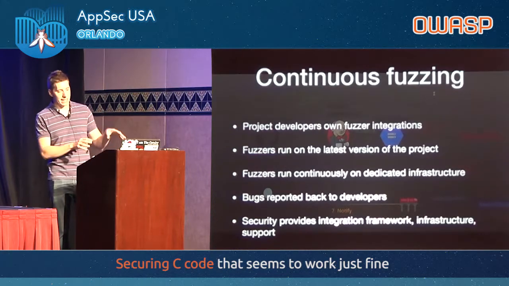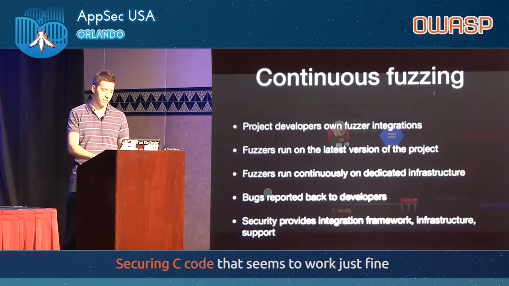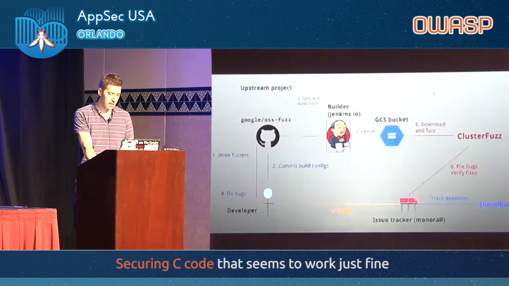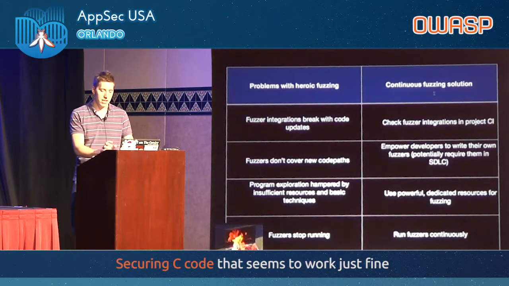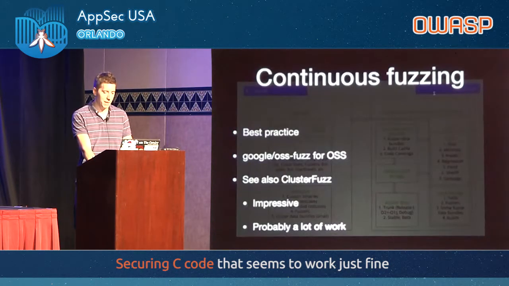The bugs get reported back to the developers, and that way security can really focus on providing a good integration framework and running the infrastructure and also supporting developers. And so this solves a lot of the problems with heroic fuzzing kind of intuitively. One interesting note here is that because you're empowering developers to write fuzzers, you can potentially require them to build them as part of the SDLC, which is something we do sometimes at Fastly. So this is definitely a best practice.